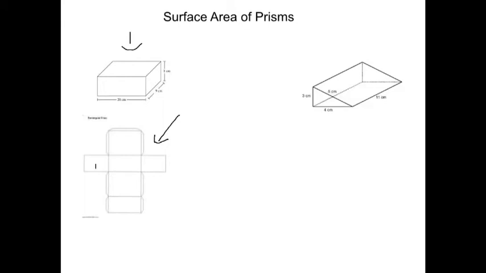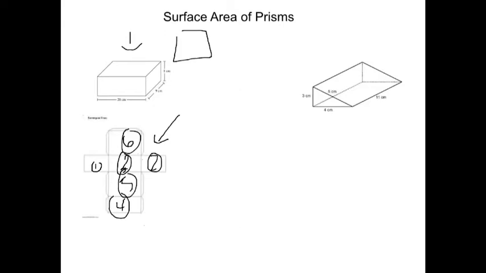So you have 6 faces, and the parallel faces are being numbered. So you know that if you take the area of number 1 and multiply it by 2, you would have the area of 1 and 2. And if you took the area of 3 and multiplied it by 2, you would have the area of 3 and 4. And if you took the area of 6 and multiplied it by 2, you would have the area of 5 and 6. So basically, when you're finding surface area, it's really helpful to draw out your shapes.